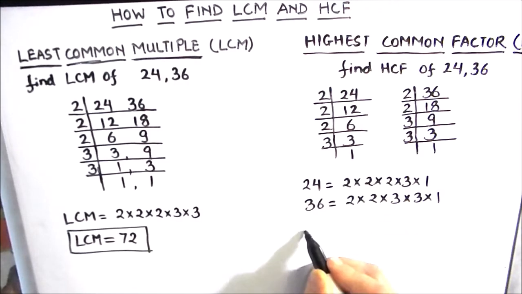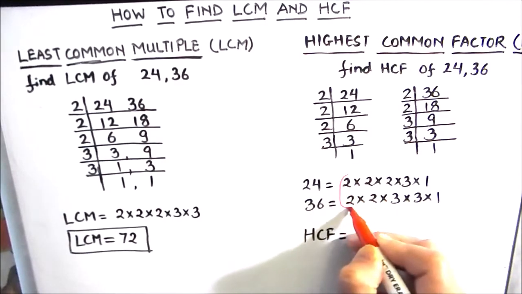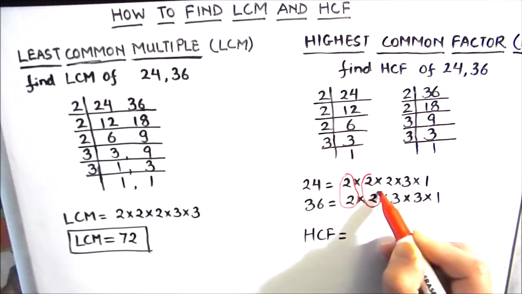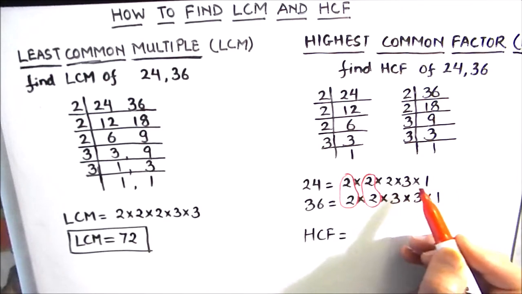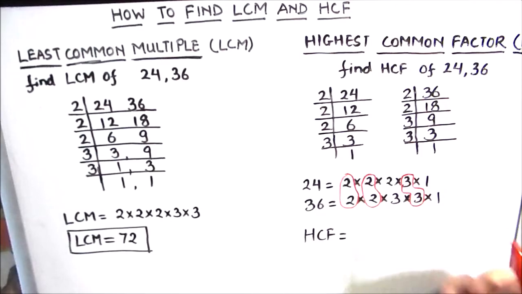For finding the HCF, we need to find the common factors in between the two numbers. So let's find the common factors in between the two numbers. Here we see that the number 2 is common to both the numbers. Again the number 2 is common to both the numbers. Here it is 2, here it is 3. Then we have 3 and 3. So the number 3 is common to both the numbers. So now we have all the common factors.